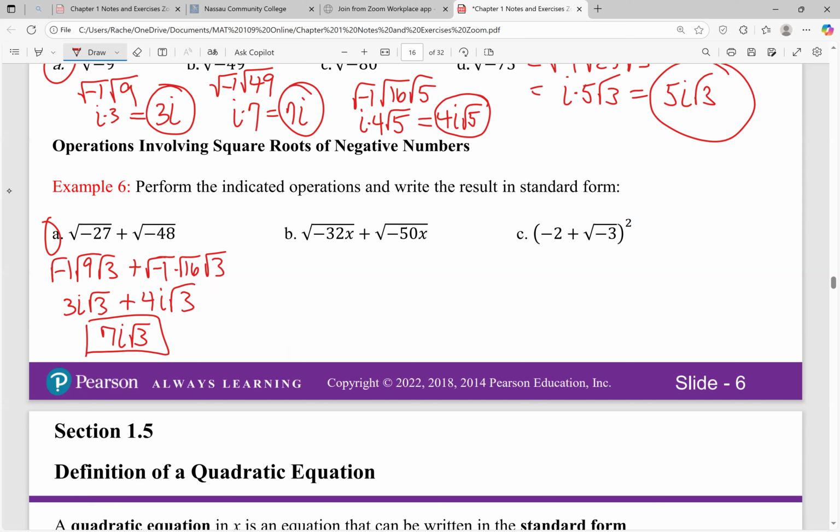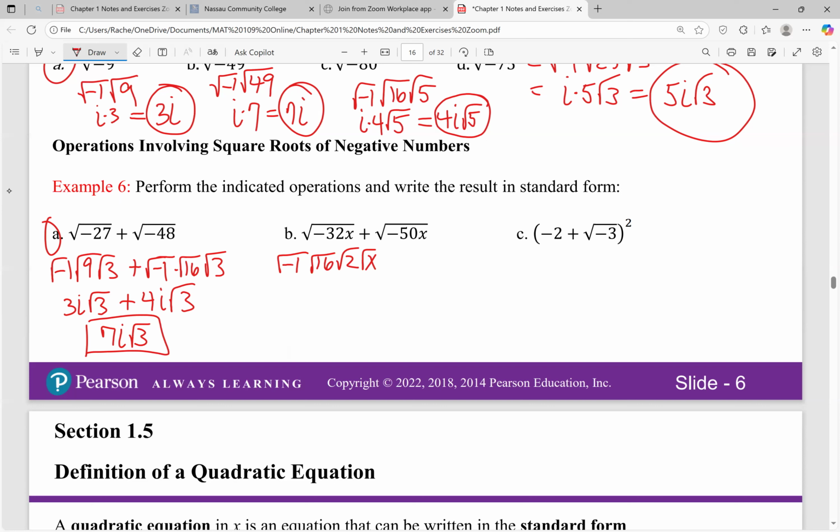Now let's look at B. We're going to do the same thing. We have to factor the radicands, right? So let's factor out the square root of -1. And then 16 times 2 is 32, right? So I'm going to have the square root of 16 times the square root of 2, and we have times the square root of x. Don't forget about the x under there. It's part of the product.